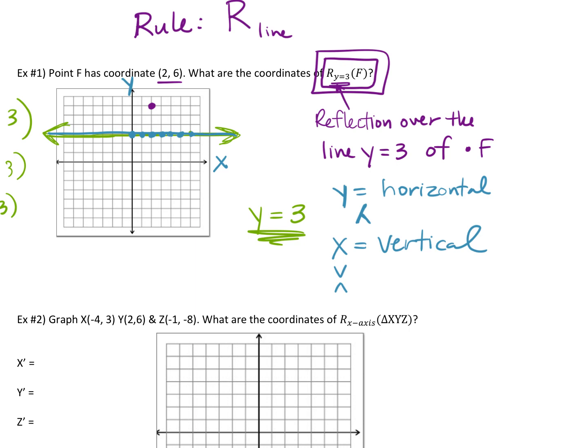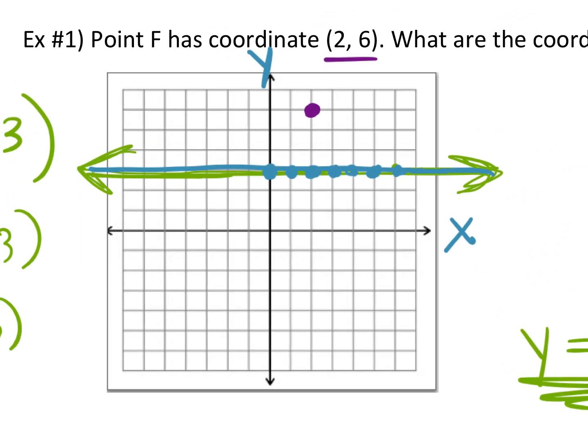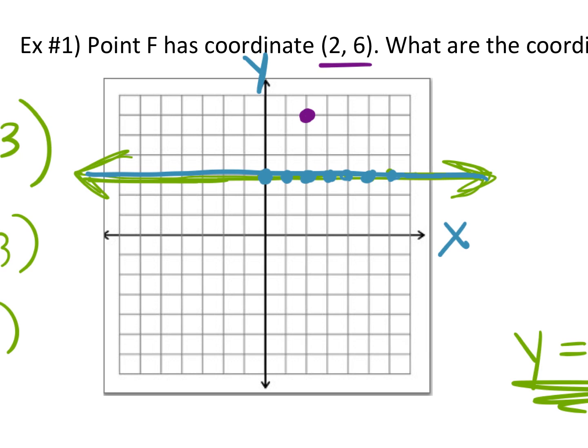Okay, we'll talk more about those. We'll do more. What line do we reflect over? But let's just reflect this one that we have right now. So this says you have the coordinate 2, 6, and we want to reflect it over this blue line.